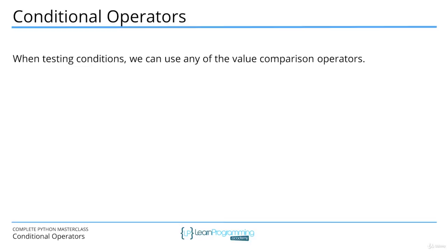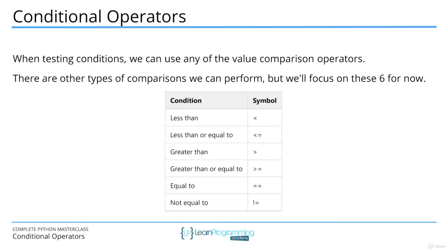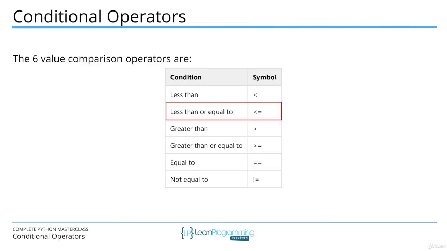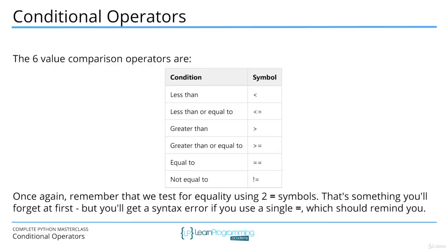When testing conditions, we can use any of the value comparison operators. Now there are other types of comparisons we can perform, but we'll focus on these 6 for now. Less than or equal to, greater than or equal to, and not equal to. Once again, remember that we test for equality using the two equal symbols. That's something you'll forget at first, but you'll get a syntax error if you use a single equal, which should remind you.